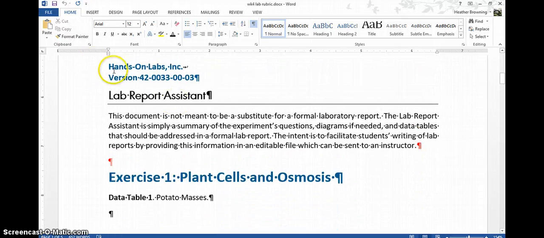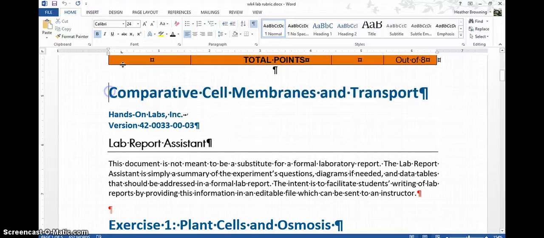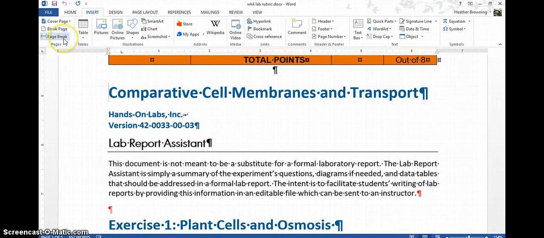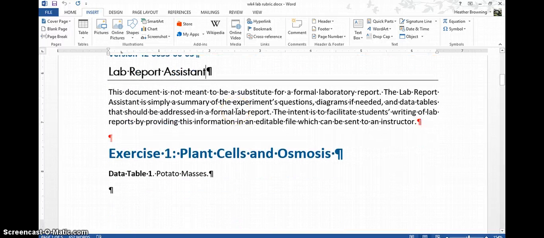Okay, so to get your title page, your lab assistant will just have this, not the rubric above it. You just go to Insert, click on Page Break. That will give you a blank page. It's the easiest way to just put in that title page.